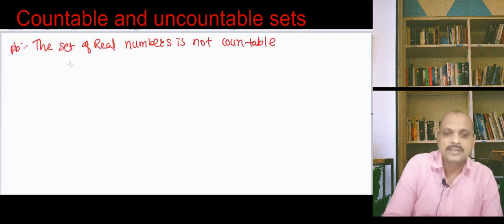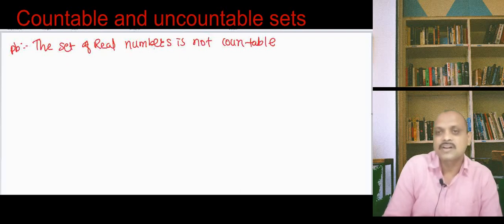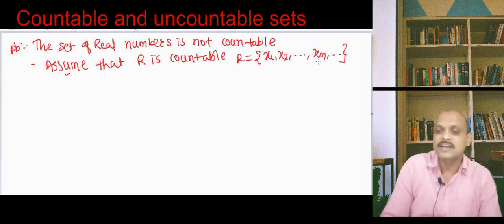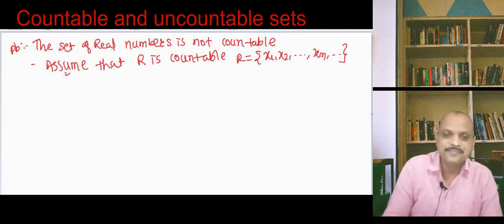Suppose the set of real numbers is countable. We assume the contradiction; we prove this theorem by contradiction. Assume that the set R is countable, and we write this set as R equal to, suppose my elements are x1, x2, ..., xn, ... This is a countable set.